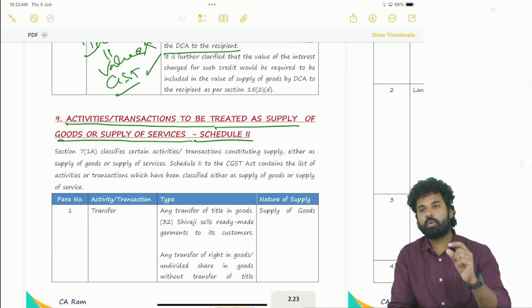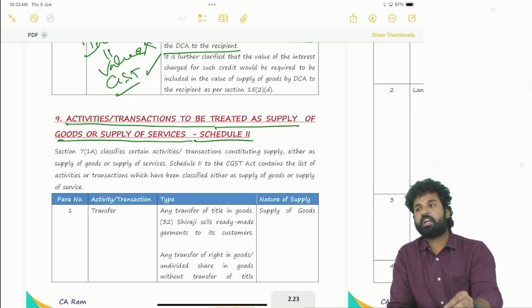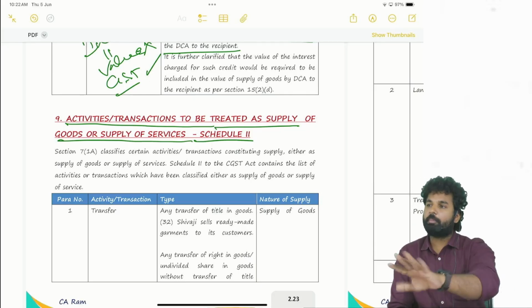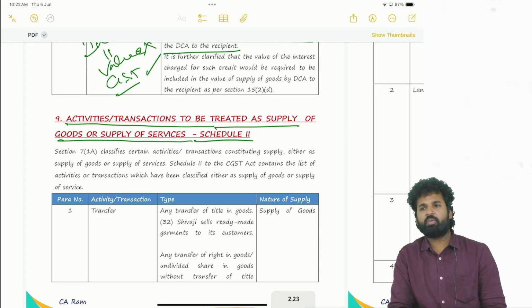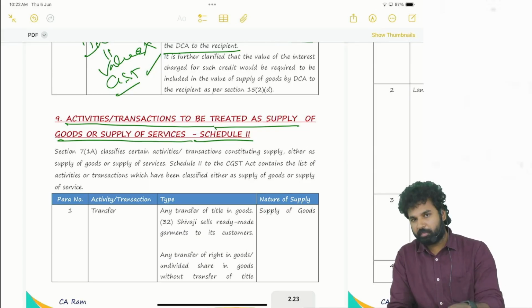So that's why Schedule 2 is important in order to declare whether it is a supply of goods or supply of service. That means activities which are given under Schedule 2 are already supply. We are not judging whether these transactions are supply or not. We are now talking about whether these transactions, which are already a supply, will be treated as supply of goods or supply of services.